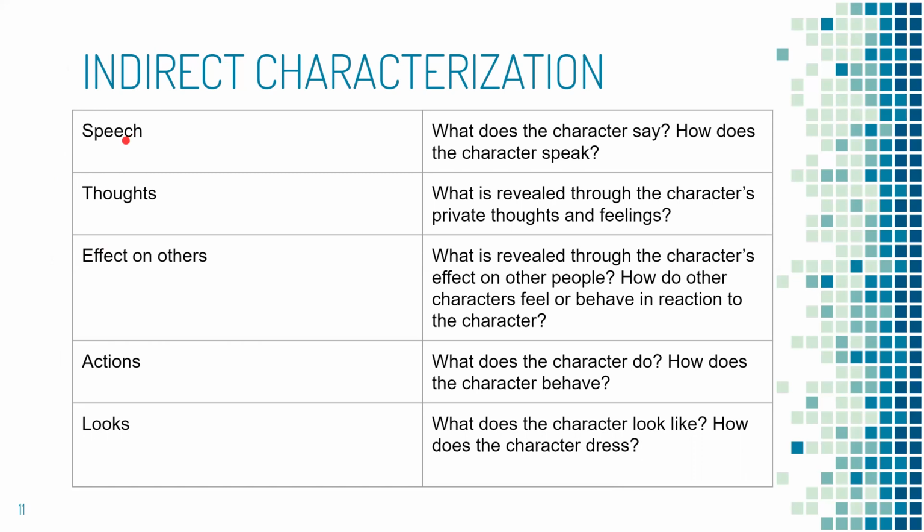So first of all, we have speech. What does the character say and how does the character speak? This can give you a greater understanding of the character. So if the character, maybe he has a southern accent, says y'all, likes to speak with a little drawl, adds a little bit of dialect, then you know a little bit about them. You know that they're from somewhere in the South, you know a little bit more. Thoughts: what is revealed through the character's private thoughts and feelings.